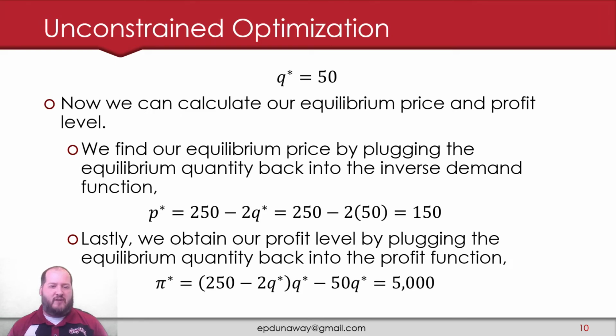Or I could just do price times quantity minus cost times quantity. That works just fine. But plugging all that back in there, I'm going to find that we're going to have a profit level of 5,000 right here. And that's it. That is an entire problem where we have done unconstrained optimization for a single variable.